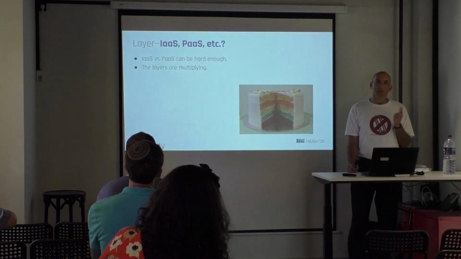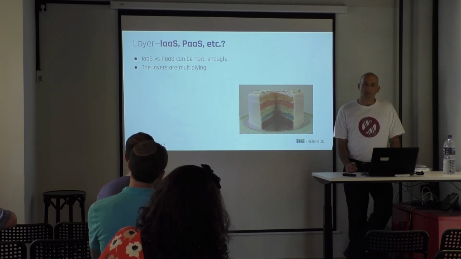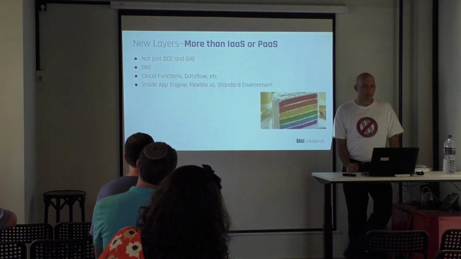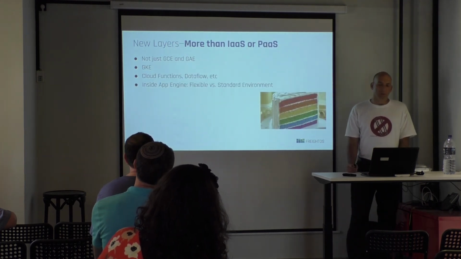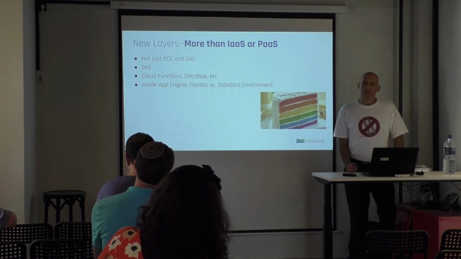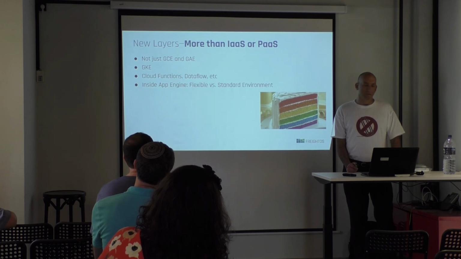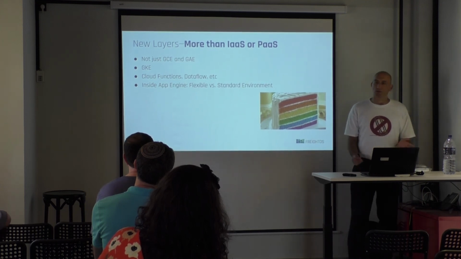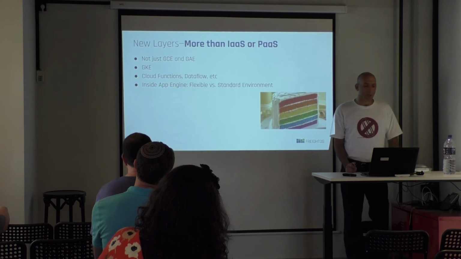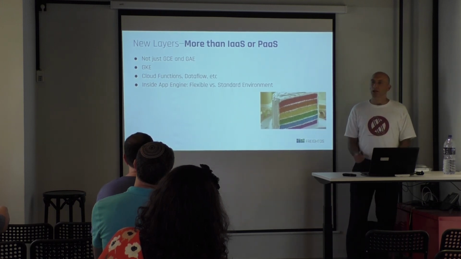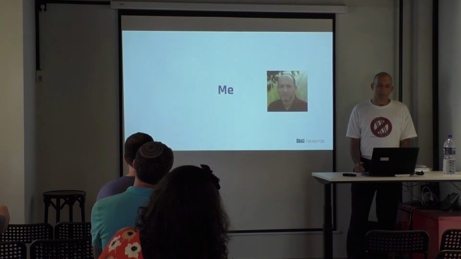As you navigate between IaaS and PaaS, it is hard enough to choose, but the layers are multiplying and going beyond just those two layers. So it's not just, in Google terms, GCE and GAE, Google Compute Engine and Google Application Engine, but we also have GKE, Google Container Engine for Docker. And we have cloud functions and data flow for specialized work processes. You can call those PaaSes if you want, whatever you call them, they're a different layer. But now, within Google Application Engine, we have something called the Flexible Environment, added on to the old Standard Environment.